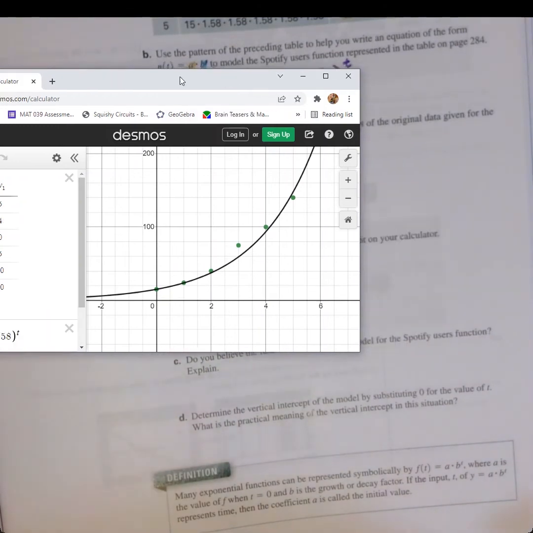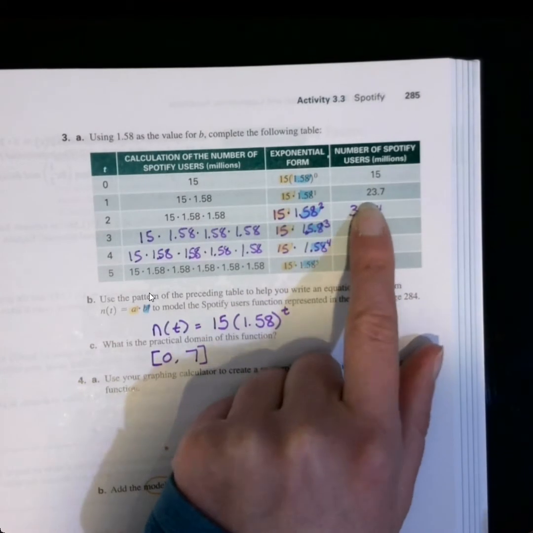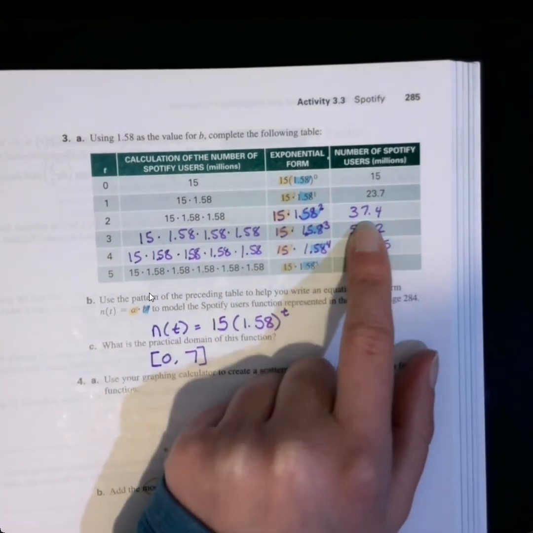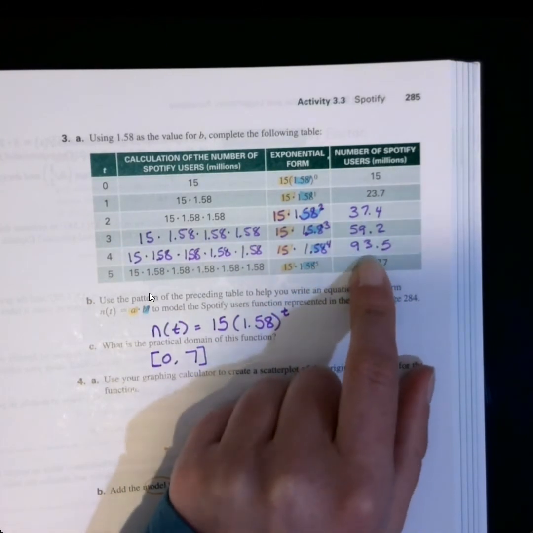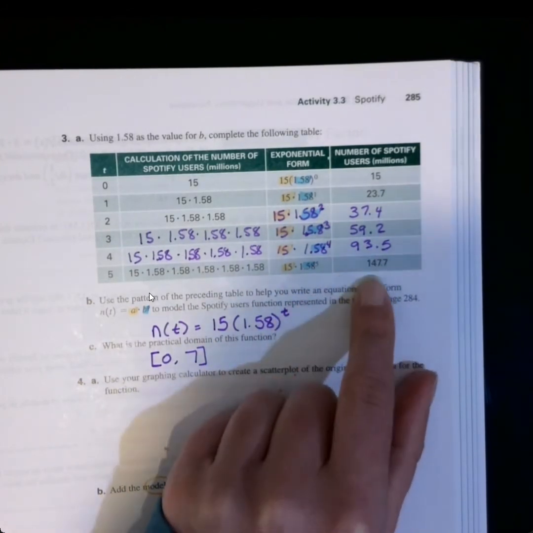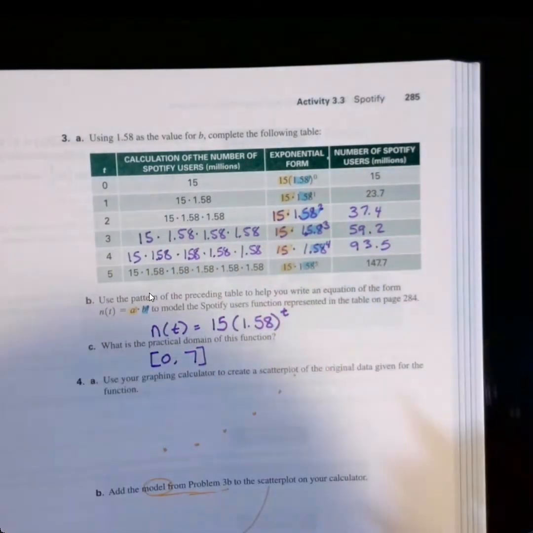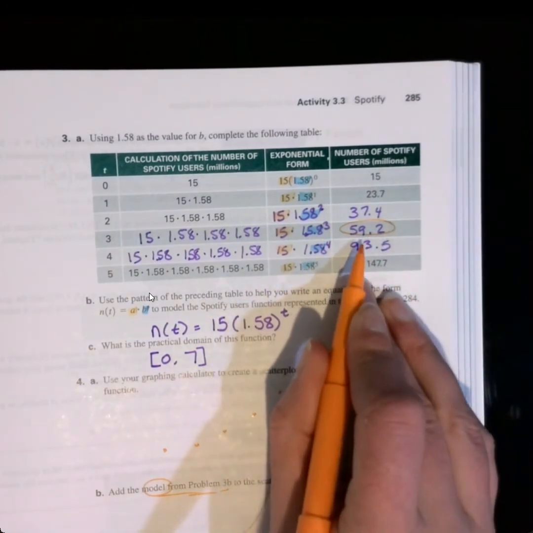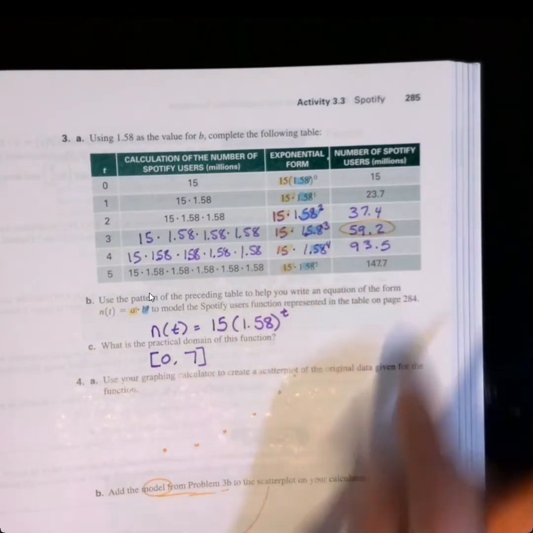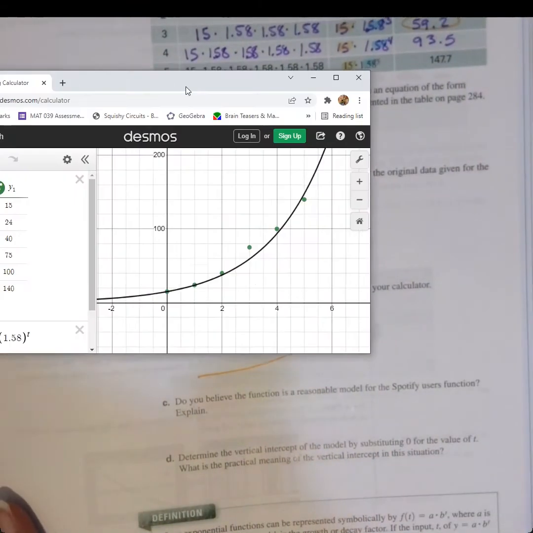Now we could actually see that from the table that we had made as well. The 23.7, that was quite close to our 24. Our 37.4 is not very far from 40, but here at 59.2, we're quite far from 75. Then 93.5 is close to 100, and 147 is a little bit higher than 140, but it's still close. The one with the largest gap was this one, about 59.2 up to 75. That's the largest gap in the difference between the output values. So you can see that registering over here in the graph.